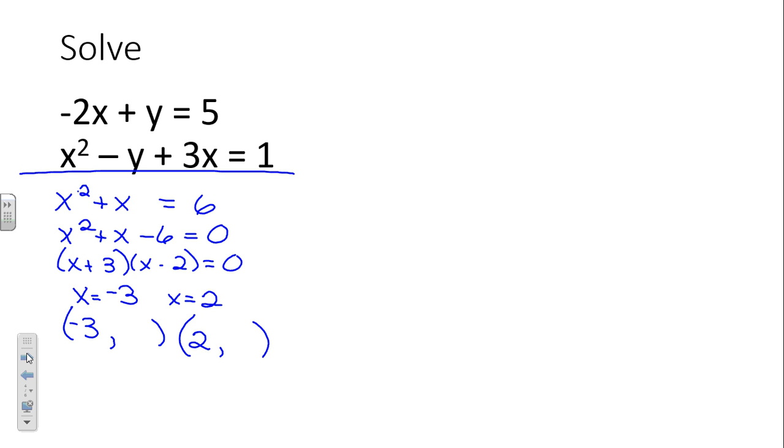Okay, so let's pick the path of least resistance and work smart. We're going to put a negative 3 in for x. So negative 2 times negative 3 plus y is equal to 5. Negative 2 times negative 3 is positive 6, right? We have a positive 6 plus y equals 5. What is y? Negative 1. When we plugged negative 3 in, negative 1 is our solution. Okay.